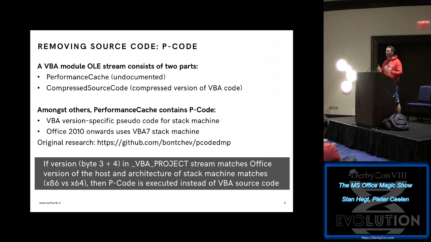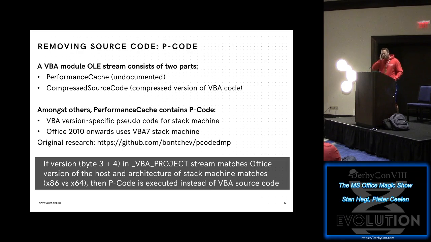So if you have an OLE compound file, and there's a VBA storage in there, and within that storage there are the OLE streams that actually contain the macro code, then such an OLE stream, like the stream module 1, consists of two parts. The first part is the performance cache, which is undocumented. There's hardly anything to find about that. In the official documentation, Microsoft actually says that this part must be ignored. Well, clearly it is not ignored in execution. And the other part is the compressed source code, which is just compression of the VBA source code that you can look at from the GUI.